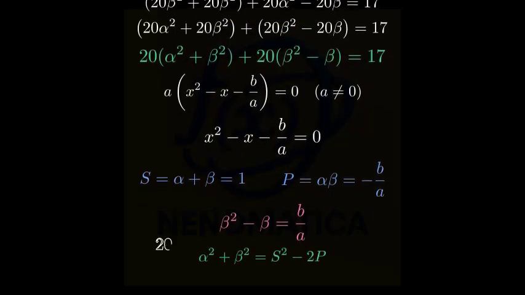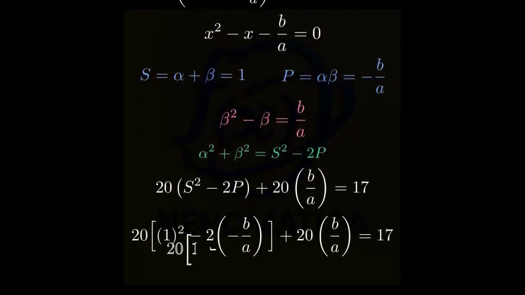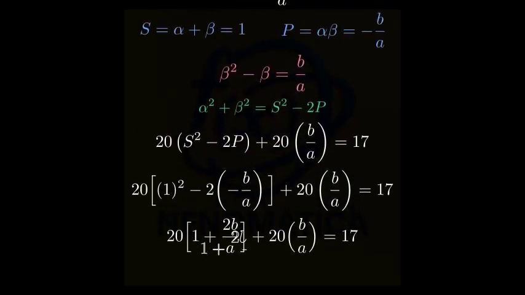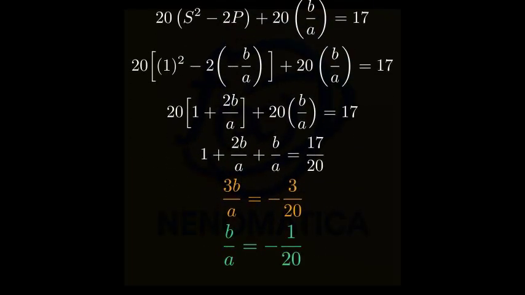Step 3. Replace alpha squared plus beta squared by s squared minus 2p, and replace beta squared minus beta by b over a. With s equals 1 and p equals negative b over a, we obtain one clean equation in b over a.